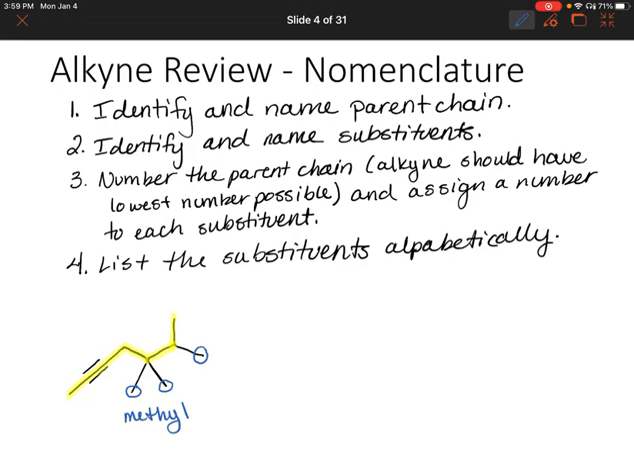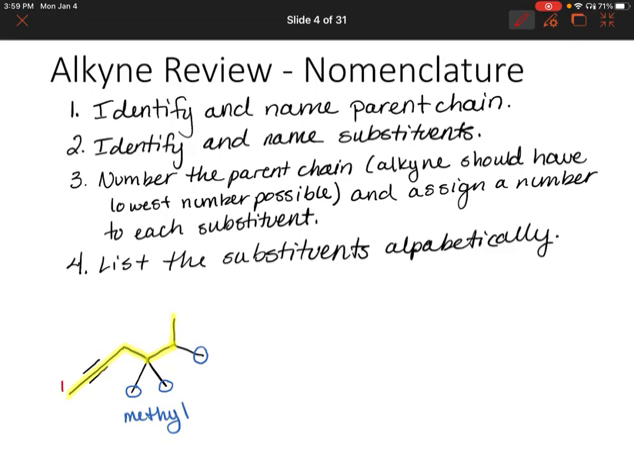Okay, so let's move on to number 3. Let's number the parent chain, and we want to number it so that the alkyne has the lowest number possible. And then we'll assign a number to each substituent. Okay, so since the alkyne is really close to the left-hand side of our parent chain, I'm going to start on that side because that will probably give me the lowest number for the alkyne.